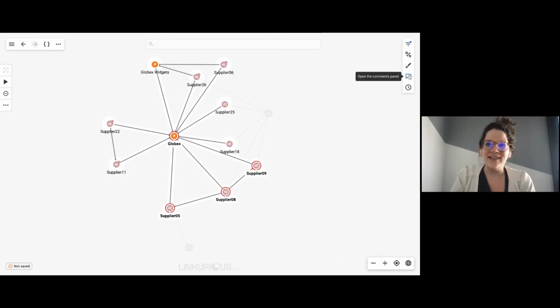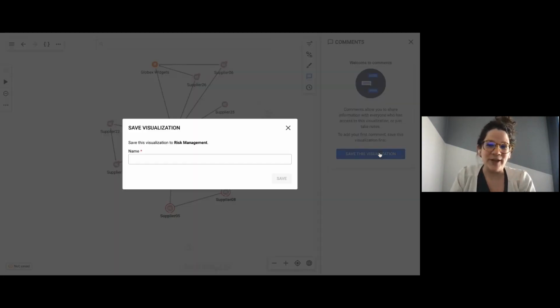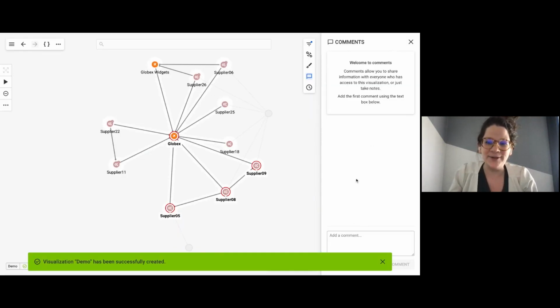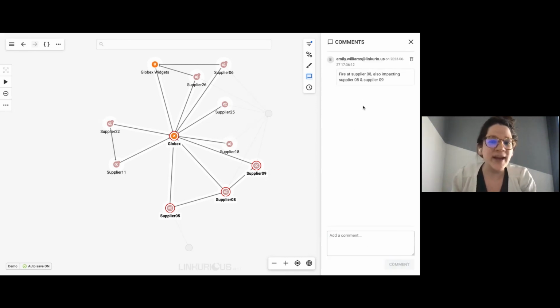Also, as I'm getting these insights and as I'm investigating my data, we now have the ability for you to comment in your insights in our comment panel. So here I can keep track of my investigation, and I can say, fire at supplier 8, also impacting supplier 5 and supplier 9. And then here I can have a running list of my comments. And because this investigation is in a shared space, when my other coworkers, my other team members on risk management hop into my investigation, they can also add their comments.